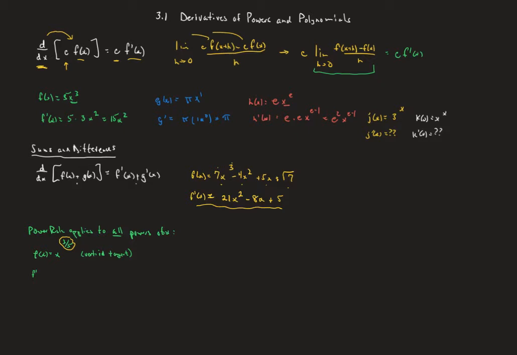Struggling to spell vertical tangent here. There we go. So f prime of x, we're going to get 3/5 x to the negative 2/5. So I'm going to write that as 3 over 5 times the 5th root of x squared.